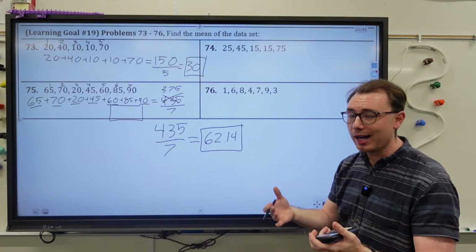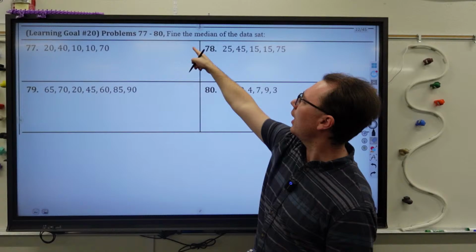We're now going to move on to the next learning goal, learning goal 23. For learning goal 23, we want to simplify these expressions, and as a reminder, we want to use the distributive property to solve these problems.